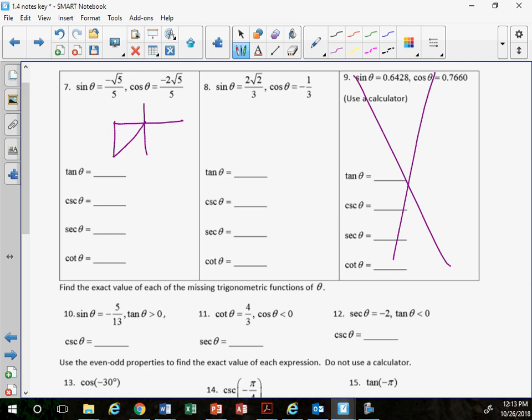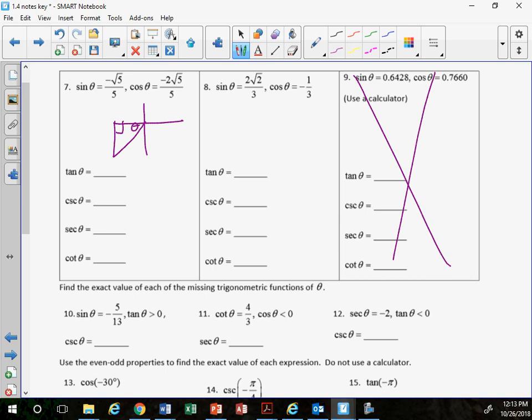Every time you draw it, the right angle must go on the x-axis, every time. And the theta that we're talking about is this little angle right by the origin. It's the central angle. Draw a picture. If you draw the wrong picture, you're going to mess it all up.